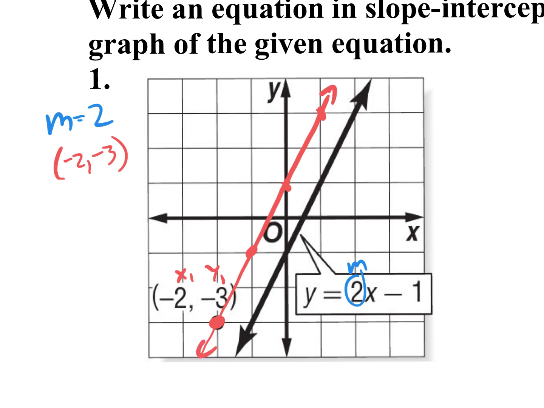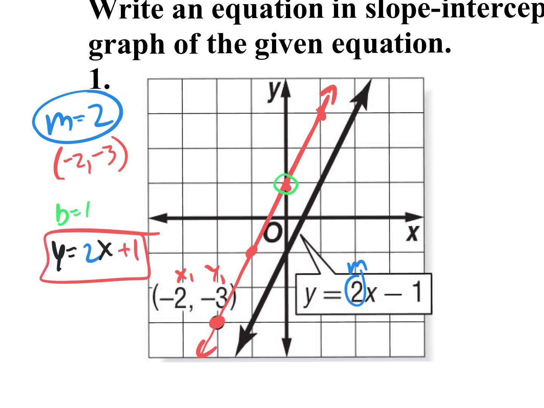So if you visually see your line, you don't have to do any math, because for a line in slope-intercept form, all you need is the m and the b. You already know the m, and where does it cross the y-axis? The b value's right there. What's that value? +1. So the b value is +1. So what's your equation? y equals 2x plus 1. You didn't have to do any math.